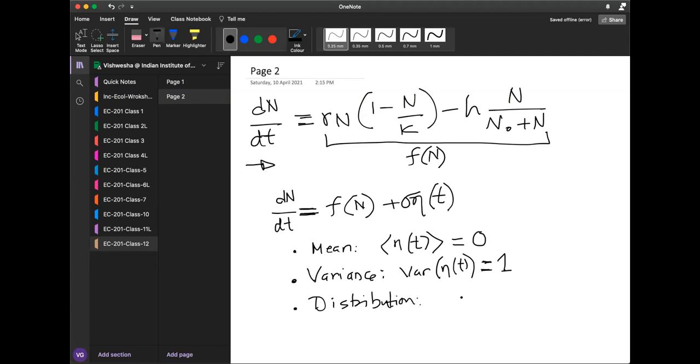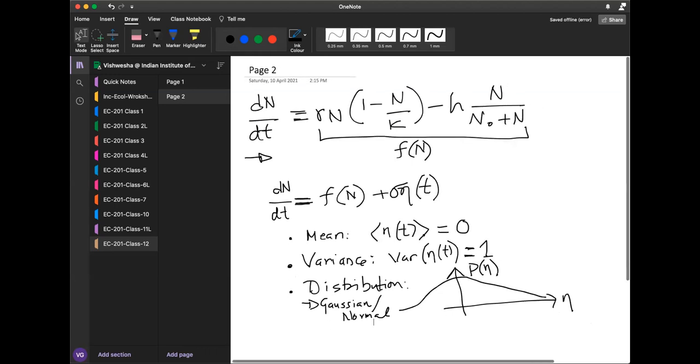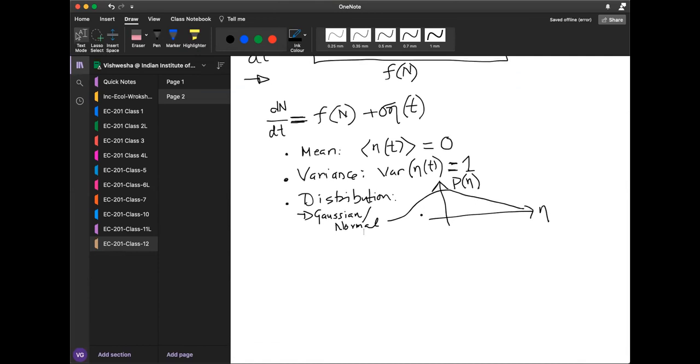For all practical purposes, in the continuous models at least, we assume that this distribution, denoted by P(eta), is a Gaussian distribution. There are many mathematical reasons and many convenience reasons for doing this. We assume that these are Gaussian distributed with mean zero and variance one. Is that fine? Is this sufficient? Do we need to define more properties? It's sufficient. Everyone agrees? Other properties can be derived if we know these.